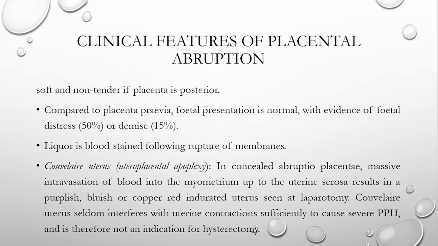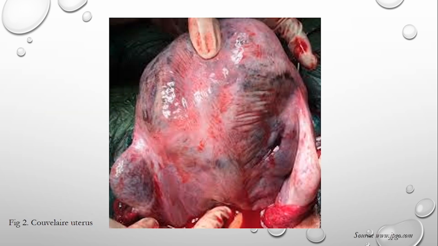Note that in Couvelaire uterus, there is massive extravasation of blood into the myometrium up to the uterine serosa, making the uterus look purplish, bluish, or copper red at laparotomy, and it may interfere with uterine contractions and cause severe postpartum hemorrhage. This is a classical description of the Couvelaire uterus.